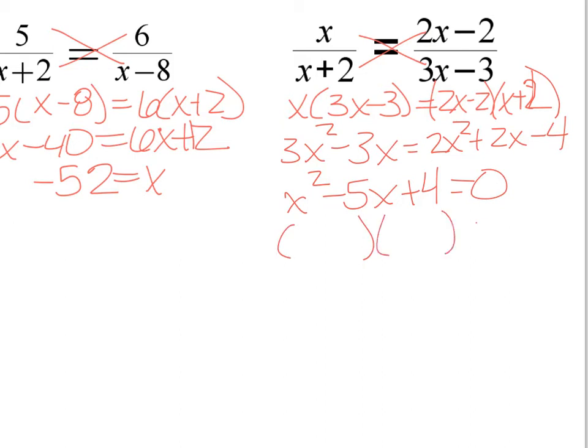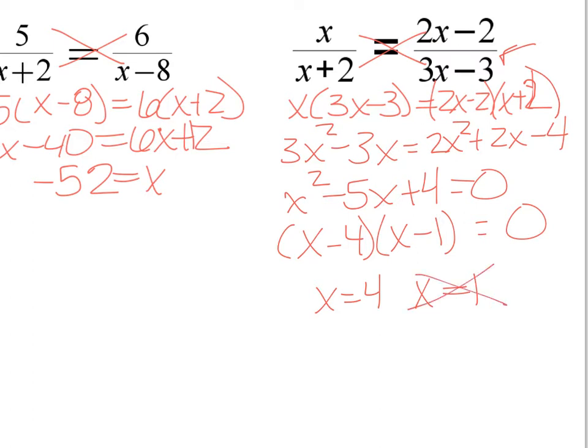Factor this down. Factors of 4 that would give me negative 5, well, that's just 4 and 1, both negative. So in this instance, I get two answers. X could be 4 or X could be 1. Now, if I look back at my original statement, if I plug in a 1 right here, this is going to go to 0. Your denominator can never be 0. So 3 times 1 is 3, minus 3 is 0. That would negate X being 1. So my answer would simply be X is 4.